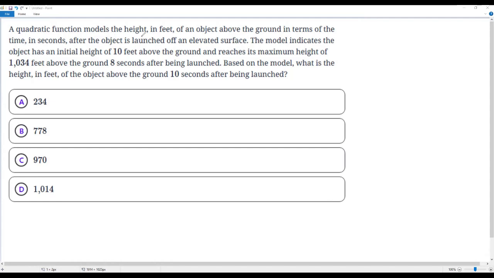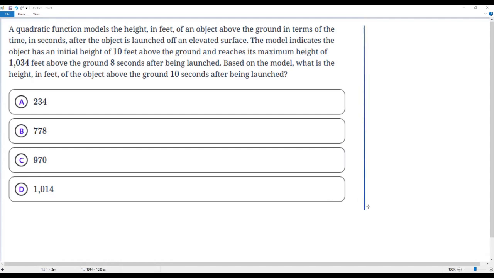A quadratic function models the height in feet of an object above the ground in terms of the time in seconds after the object is launched off an elevated surface. The model indicates the object has an initial height of 10 feet above the ground and reaches its maximum height of 1034 feet above the ground 8 seconds after being launched. Based on the model, what is the height in feet of the object above the ground 10 seconds after being launched? Okay, now let me draw an XY plane.